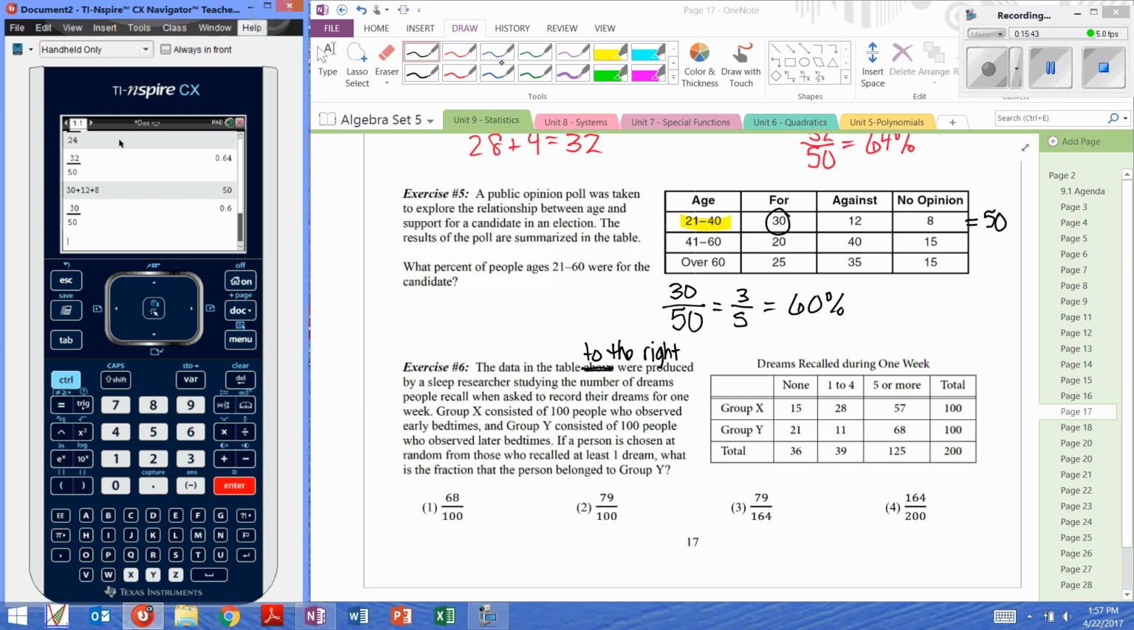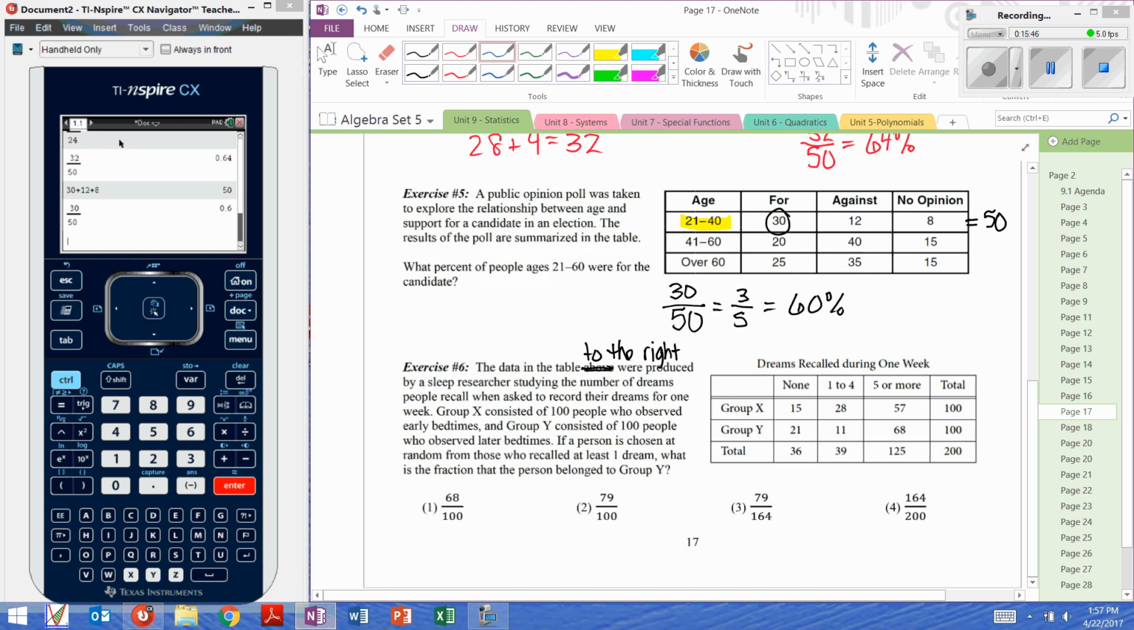Okay, so let's look in our table. That's going to give us our total. So those who have recalled at least one dream. Well, that's not the none category. At least one dream. What does that mean? Well, 1 dream, 2 dreams, 3 dreams, 4 dreams, 5 dreams, 20 dreams. Wait a minute. That is actually 2 sections of the category of dream recollection. That's 39, sorry, I misspoke. So 39 plus 125 is 164. So there is my total.